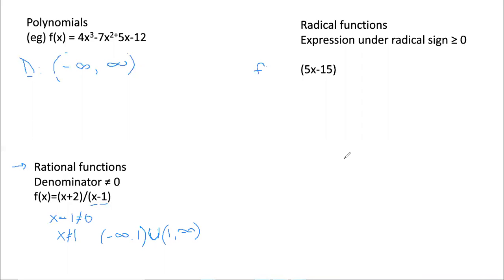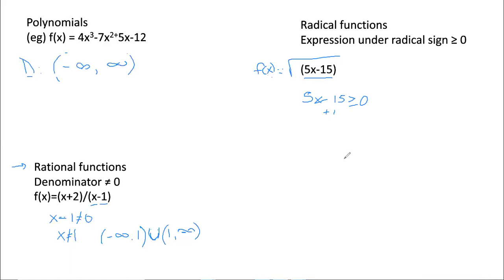I apologize. This should be f of x equals the square root. If we have a radical function, or an even root, we can't take the square root of a negative number. So for this 5x minus 15, whatever expression is underneath our radical sign, we have to say that it's greater than or equal to 0. This has to be greater than or equal to 0.